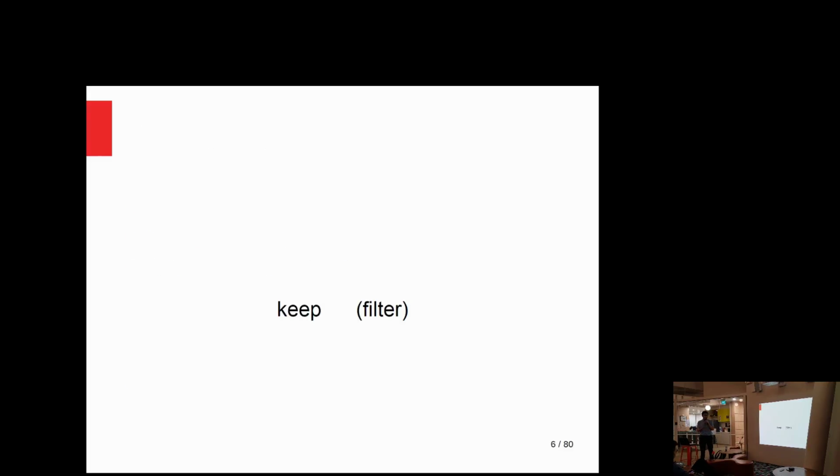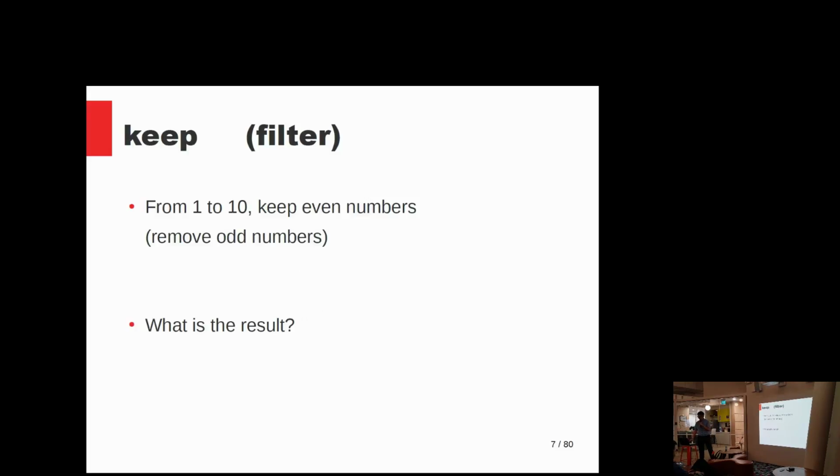So let's start off with the keep function. Let's say that you have a list of 1 to 10. You want to keep the even numbers, and you want to remove odd numbers. What will be your final result? Your result will be 2, 4, 6, 8, 10. So far, so good, right? Nothing fancy here, still easy. If let's say you have 1 to 10, you want to keep the prime numbers. What will be your final result? The result will be 2, 3, 5, 7.